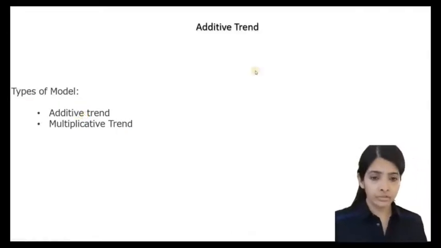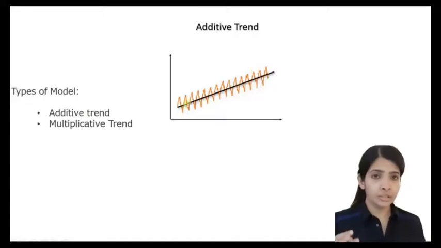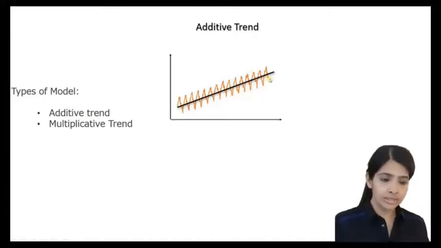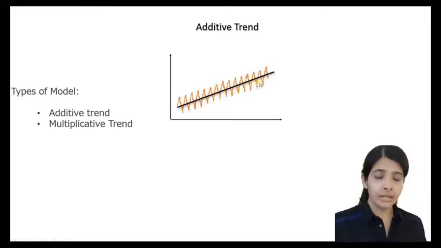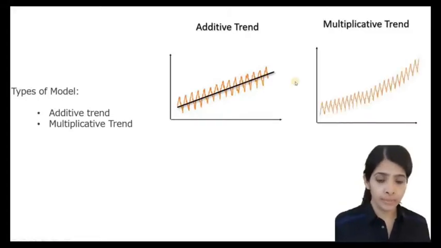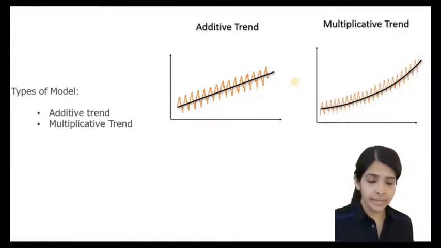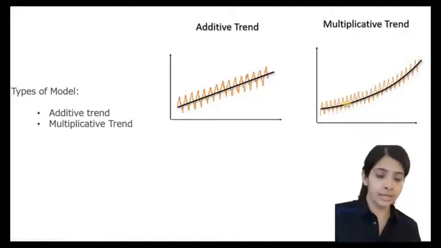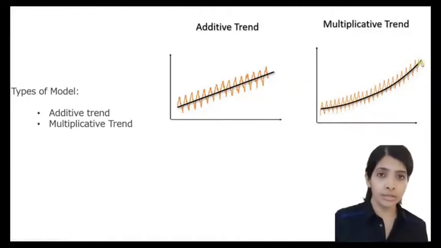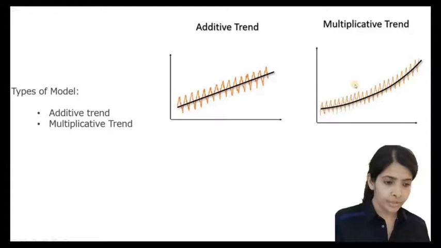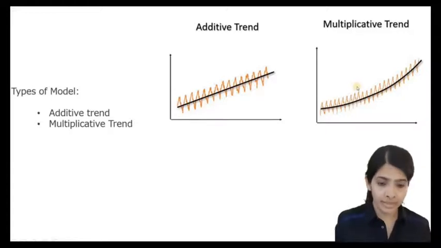In case of additive trend, the trend line would be a straight line, either increasing or decreasing, but it would be a straight line, and so the rate of change of trend would be constant over time. Whereas in case of multiplicative trend, like in this example, the change is not a straight line change, it's changing exponentially. So the rate of change is actually increasing over time. So this is an example of multiplicative trend.